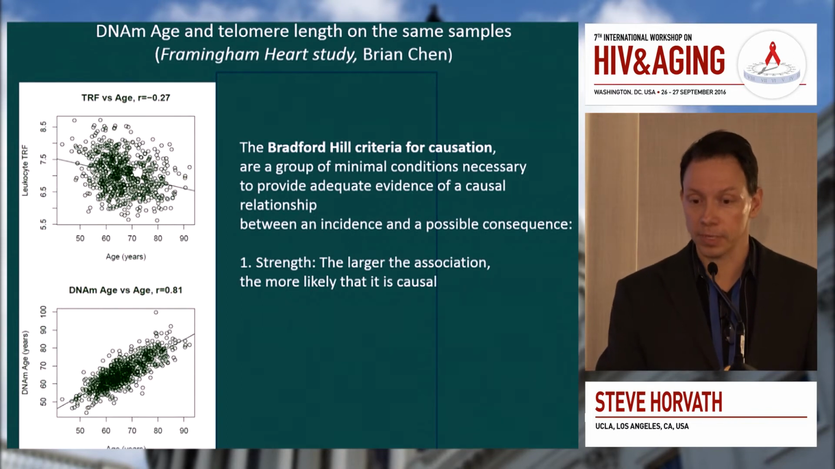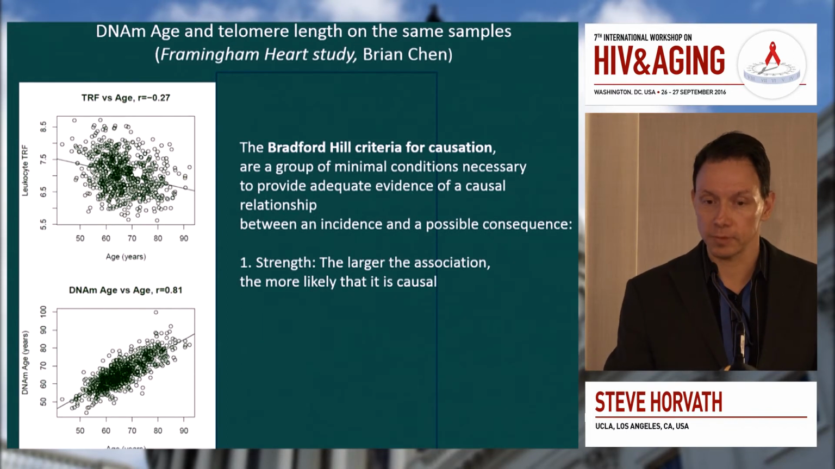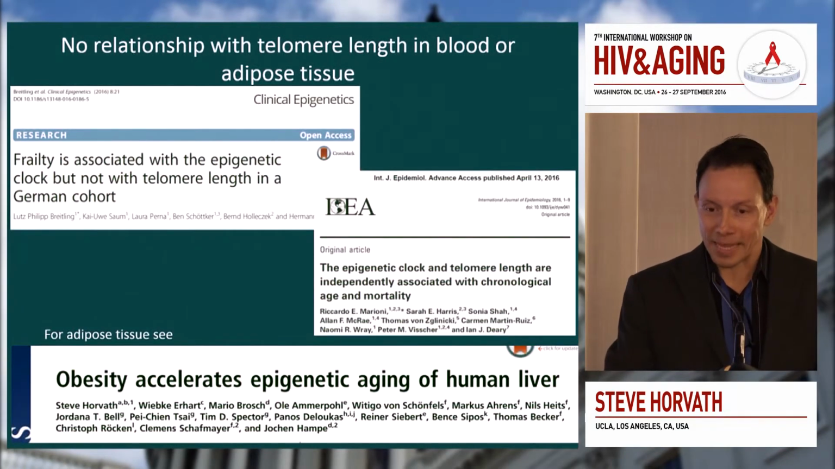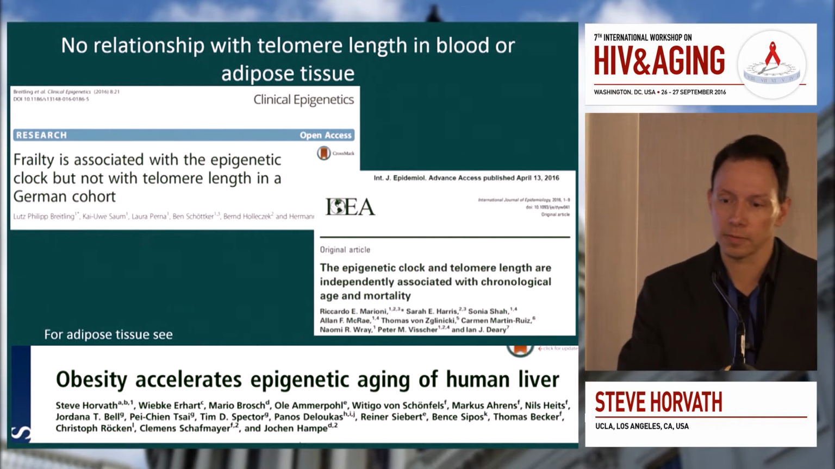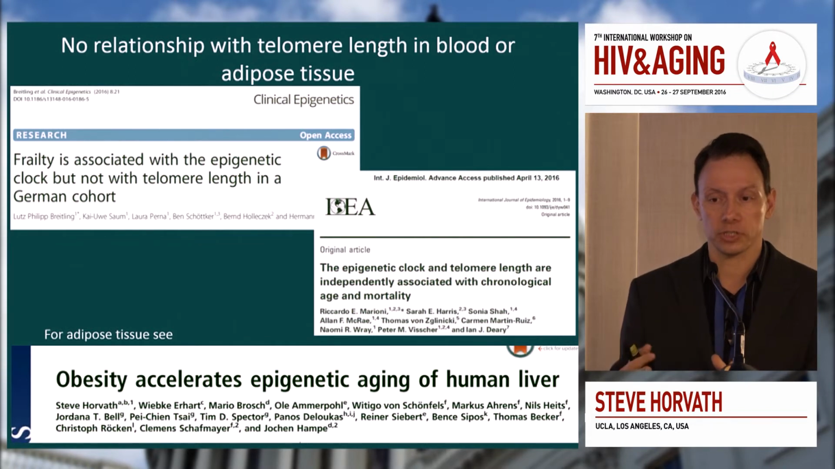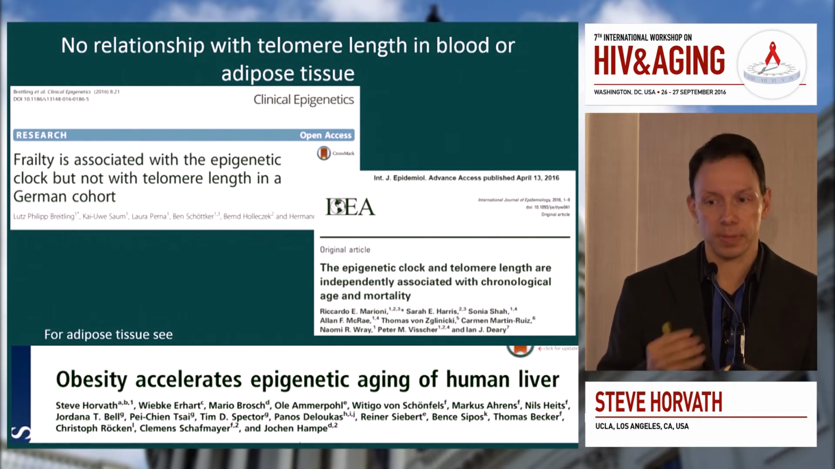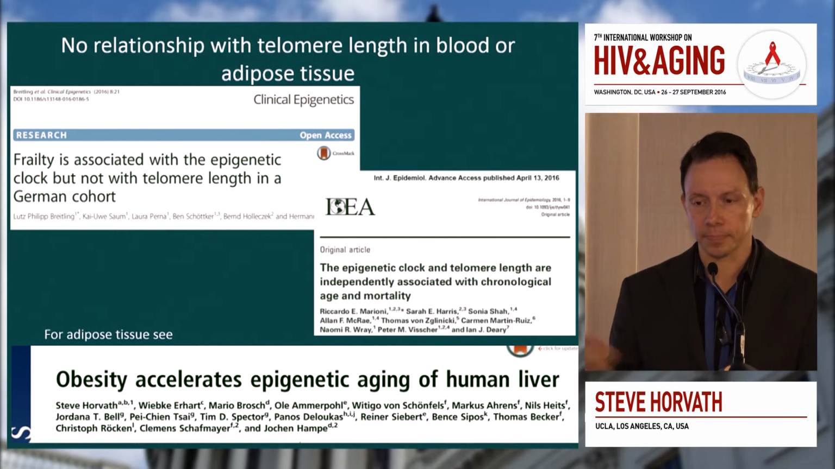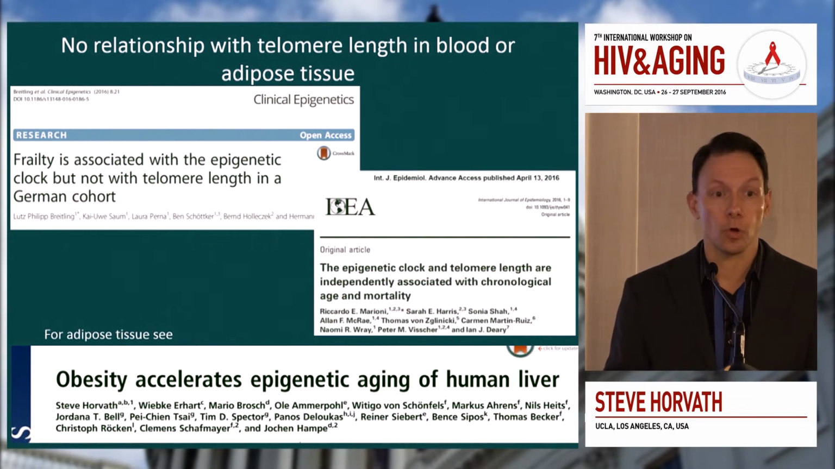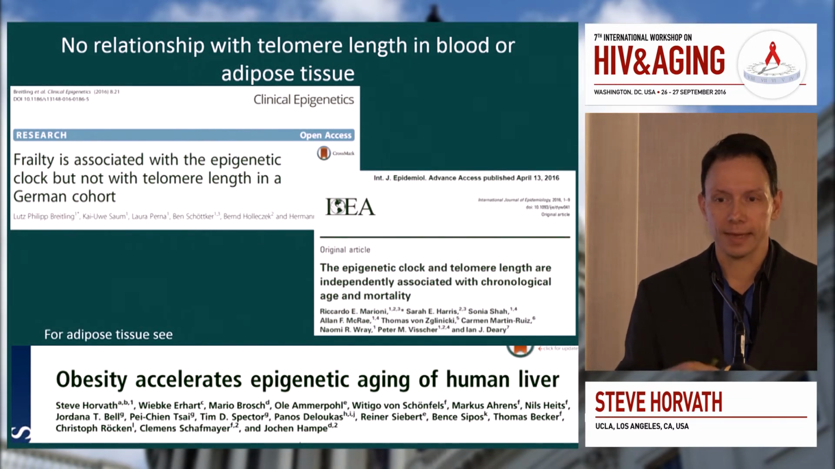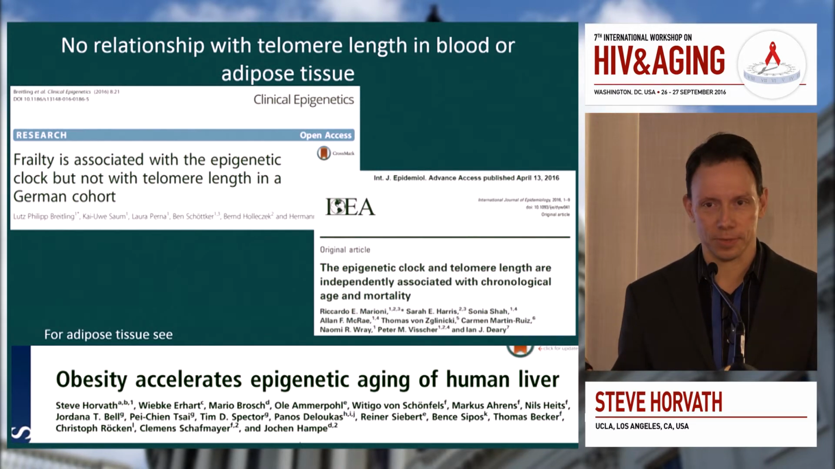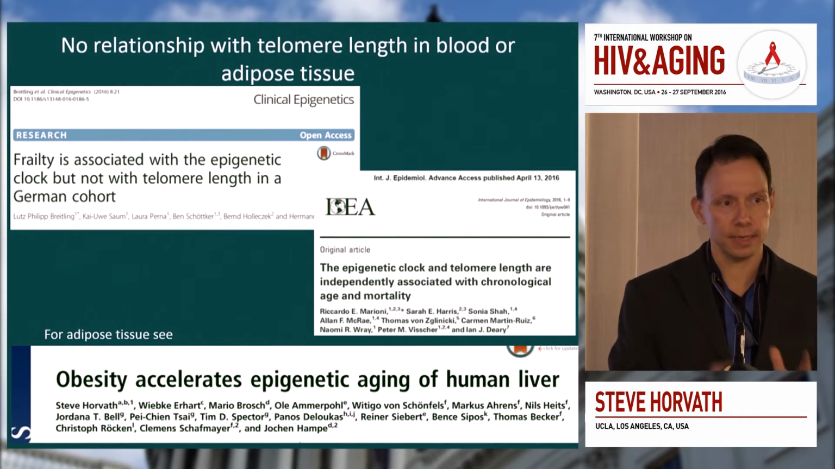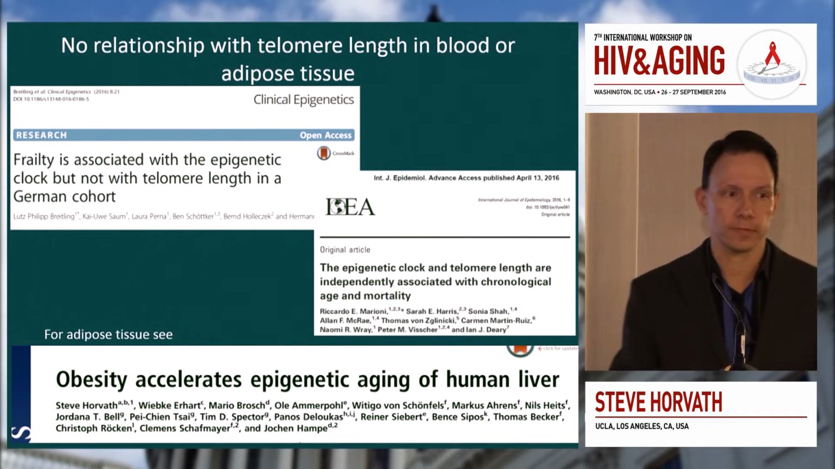Incidentally, I'm completely sold on the merits of telomere length, and these are complementary biomarkers. So here I just show you a couple of papers that have looked at the correlation between telomere length in blood and epigenetic age, or in adipose tissue. And the answer is there is no relationship. So methylation age is an independent variable from telomere length.